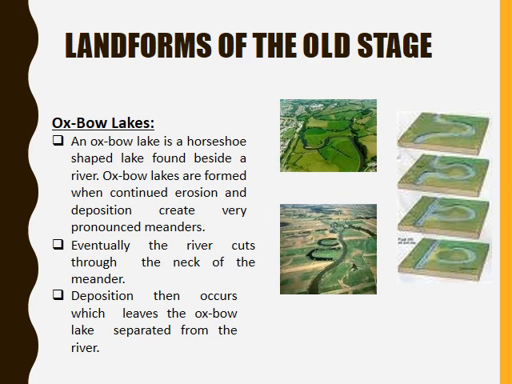Oxbow lakes are formed when continued erosion and deposition create very pronounced meanders. Eventually, the river cuts through the neck of the meander. Deposition then occurs, which leaves the oxbow lake separated from the river, as you can see in the picture.